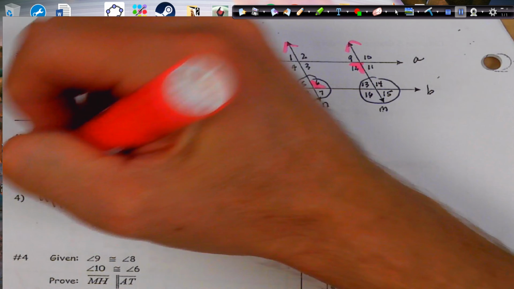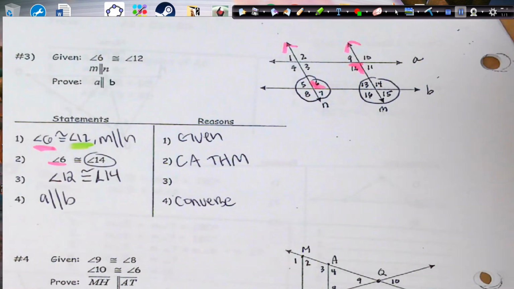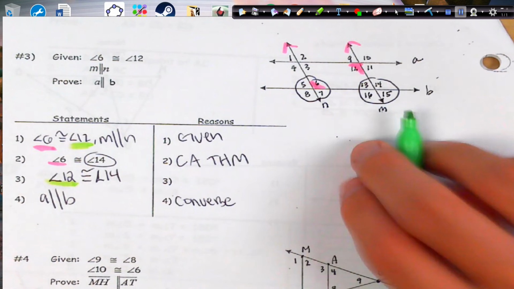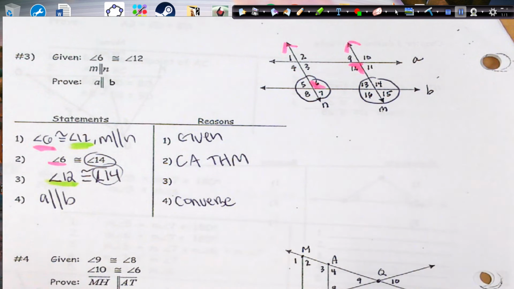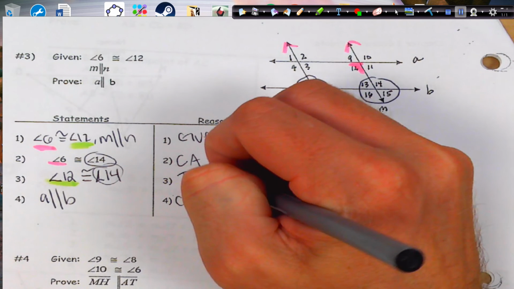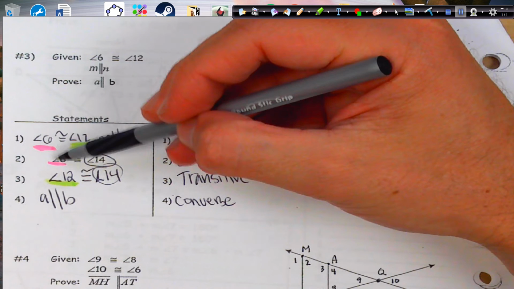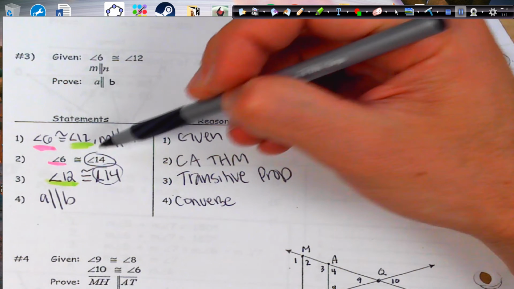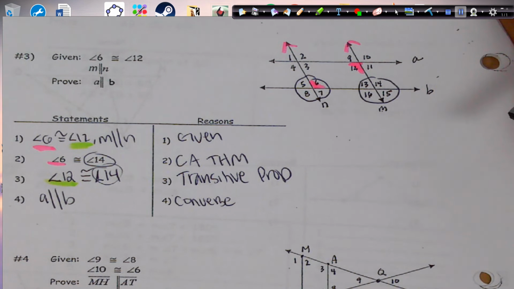And then 6 is equal to 14, then we said 12 equals 14. So this is a form of substitution that we call transitive property, where we use 6 as a bridge to connect 12 and 14. So 12 and 14 were unrelated at first, and now we can relate them. So A is parallel to B.